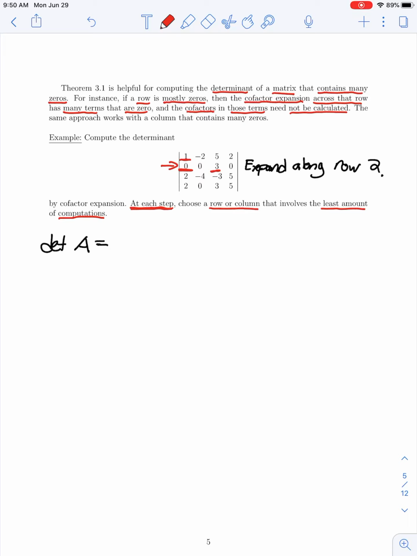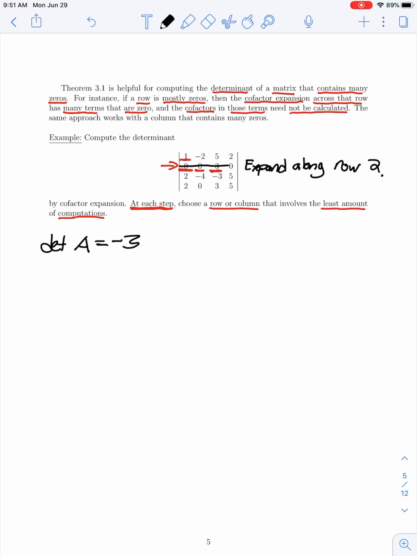So we would have a negative 0 times its cofactor, but we don't care what it is since that entry was 0. Then plus 0 times the cofactor there, but again, we don't care what it is since that entry was 0. And then we move to our 3 entry. So we've got a negative 3 times the cofactor for that 2, 3 entry.